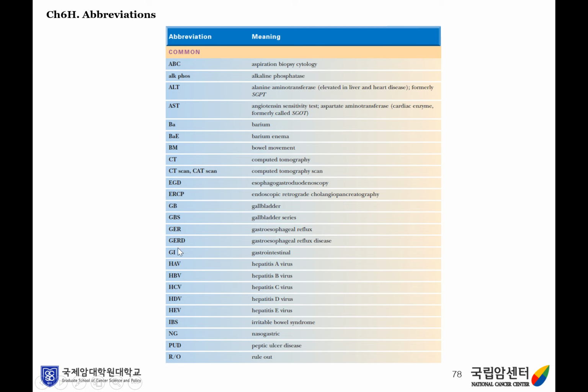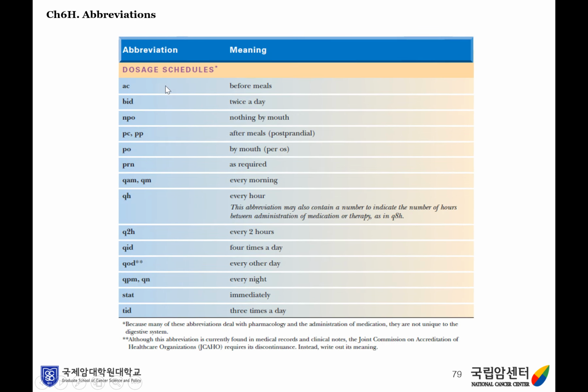GB, gallbladder. GERD, gastroesophageal reflux disease. GI, gastrointestinal. HAV, HBV, HCV, HDV, HEV, these are all the types of hepatitis viruses. And IBS means irritable bowel syndrome. PUD, peptic ulcer disease. R/O means rule out. AC means before meals. BID means twice a day. NPO means nothing by mouth, fasting.